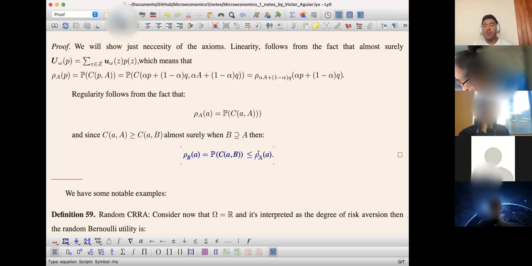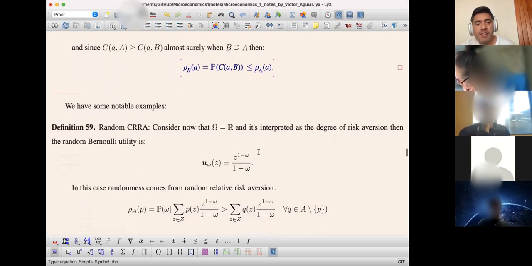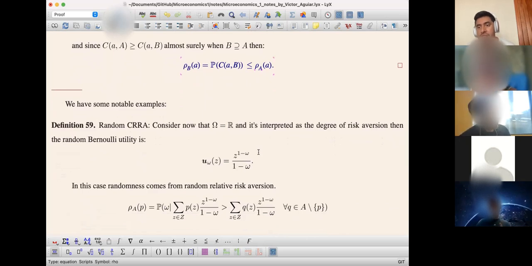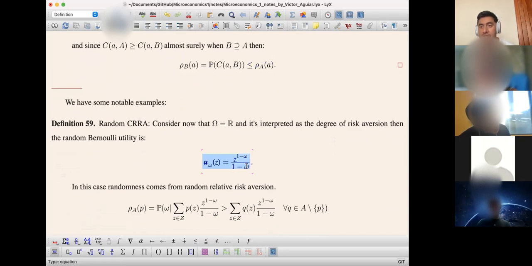Great. Now, let's do some examples to put some flesh on this. So, for instance, who remembers what a CRRA is, and what these letters stand for? This is constant relative risk aversion. Now, this has this famous Bernoulli utility, which essentially has the monetary prize elevated to some power, which captures the risk aversion.